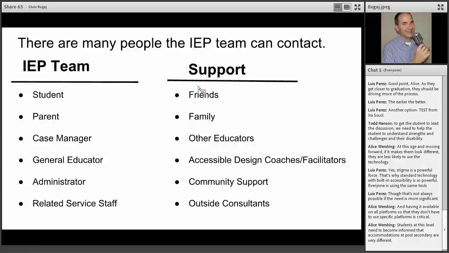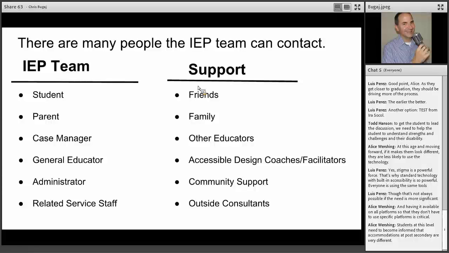The IEP team are just some members of the IEP team. A typical IEP team has, of course, the student involved, especially at the secondary level, right? The student is always involved at the secondary level. The parents, the case manager, right? Likely you know who makes up the IEP team. But who can provide support? Who can provide help to that IEP team when they need help assessing what a student needs? Well, it could be any one of these people on the right-hand side.